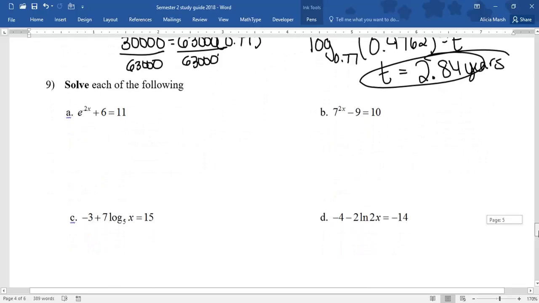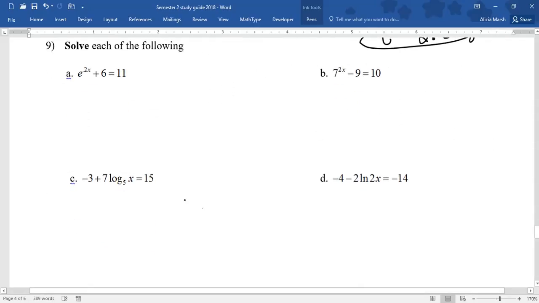I'm going to do some solving. So e to the 2x plus 6 equals 11. This is an exponential equation. So when you're solving exponential equations, you want to get the base alone, convert to log, and then it should solve. So I'm going to first subtract 6, so I'm going to get 5. Now it's in e, so I'm going to convert to log. I'm going to get ln instead. So it's going to be natural log of 5 equals 2x.